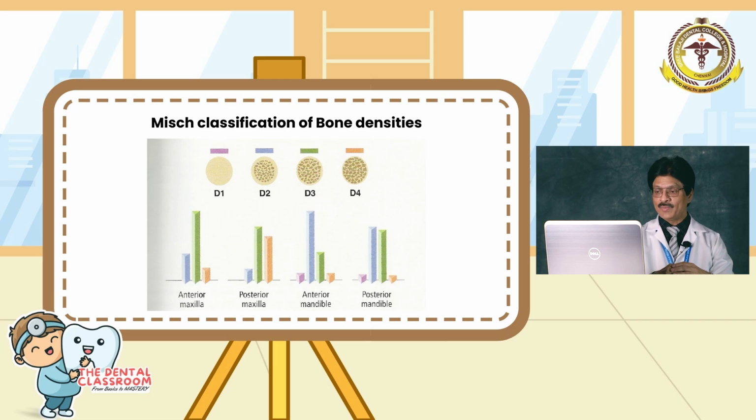And then when you look at the posterior mandible, there is a combination of D2 and also D3. Here, the cortical bone is a little thicker. Then where do you find this D1? In some instances in the anterior mandible and in some other instances in the posterior mandible.